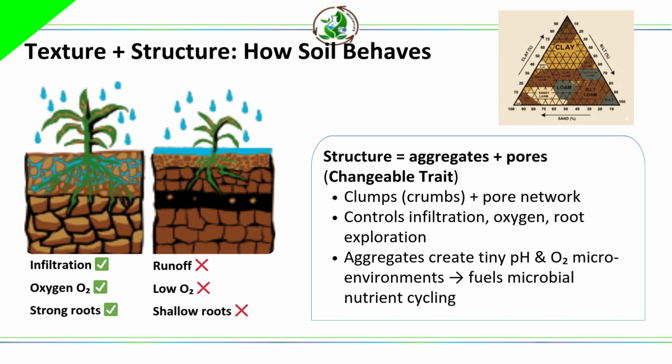If structure is poor, say compacted, water slumps off the surface and pools. Roots fight through the hard pan, and microbes suffer. The good news is, unlike texture, we can improve structure. Add compost, reduce tillage, grow cover crops. All these actions help form and protect aggregates. So remember, texture plus structure together decide how a soil behaves. A clay soil can become friendlier if it's well aggregated, and sand can retain more water if structure holds organic matter. Our tests and activities will show how management makes that difference.